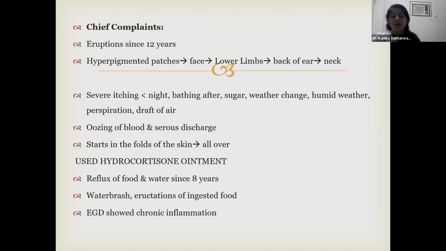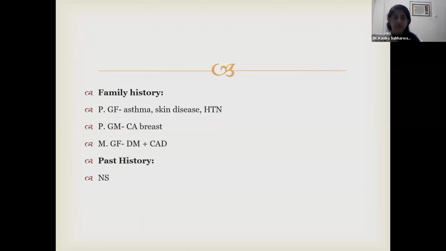Associated complaint, reflux of food and water since 8 years, lot of water brash, eructation, so much so that they did a gastroscopy which showed chronic inflammation. Family history: atopy is strong, asthma, skin disease, family history of cancer.